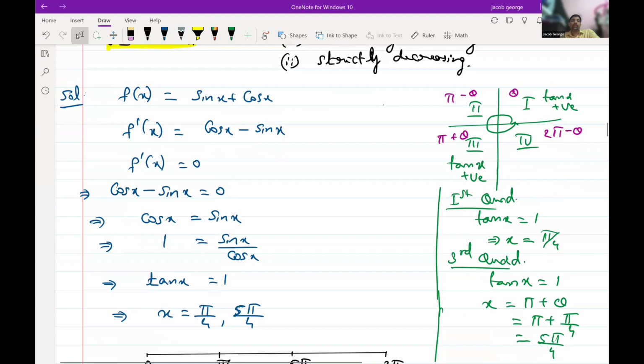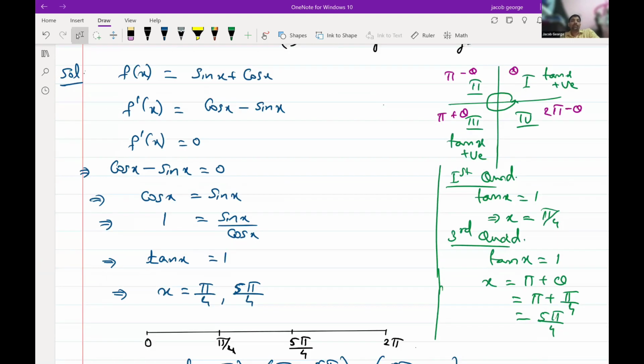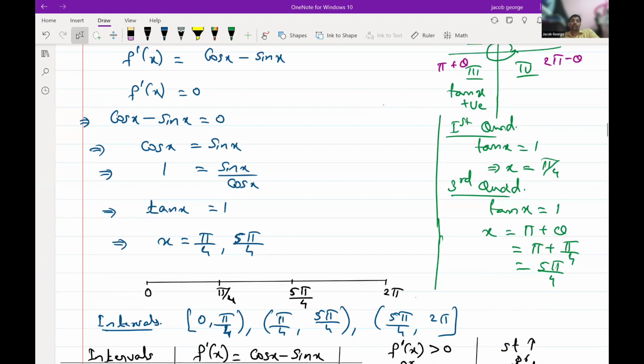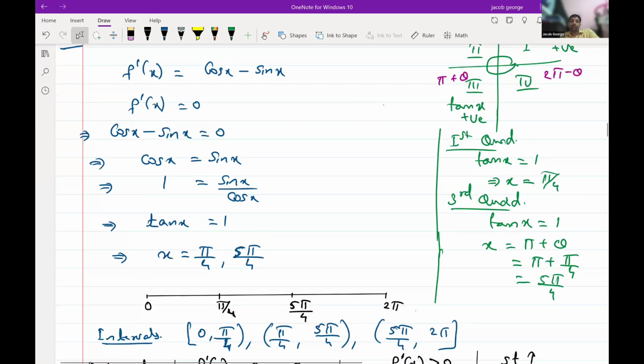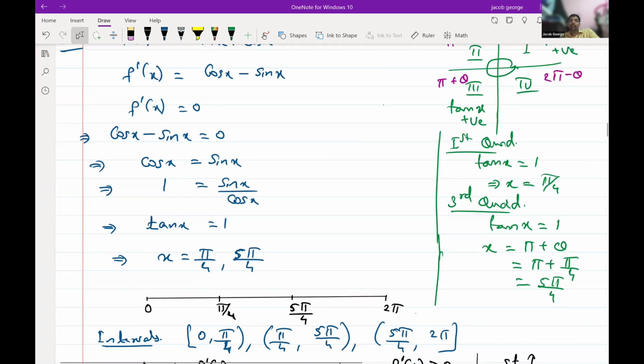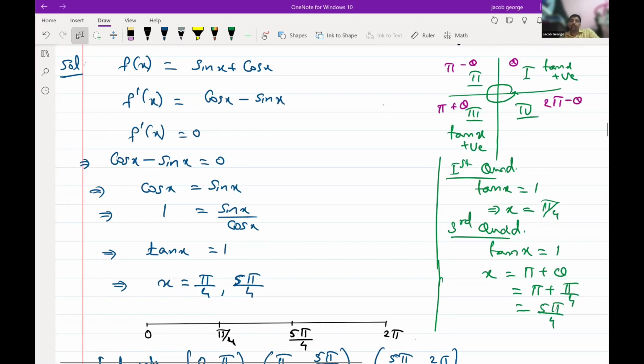We get cos x equal to sin x. Or 1 is equal to sin x by cos x. Or tan x is 1. And next, very, very important, I have written that in the reference space. Tan x is 1 in first quadrant and third quadrant. Tan is positive in first quadrant and the third quadrant. So tan x is 1 when x is 45 degrees. So the first value of x is pi by 4.